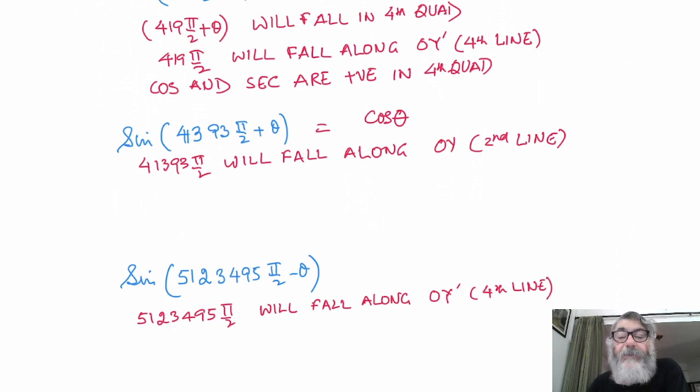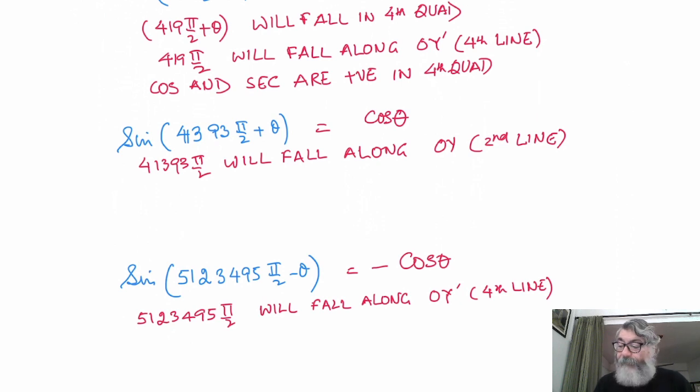Then only you can determine the quadrant. And if it is falling along the fourth line and minus, that means it will go into the third quadrant. And because it is an odd multiple of pi by 2, sine will change into cos and it will change into minus. Because in the third quadrant only tan and cot are positive, the rest are negative. Add sugar to coffee.